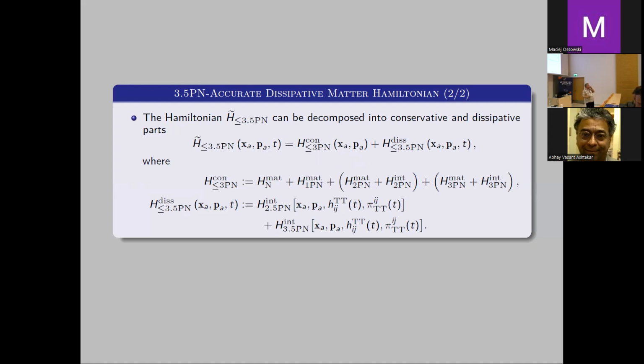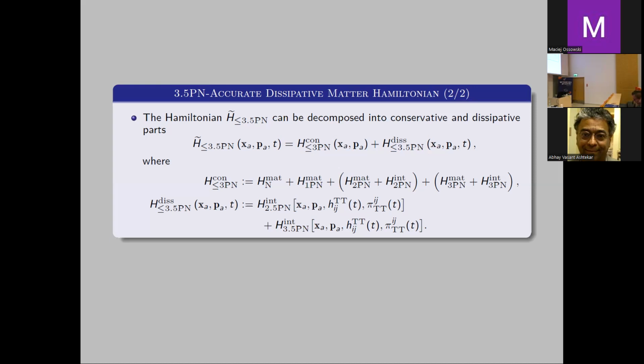And now is the final trick. Again, we treat this as a matter-only Hamiltonian. This is okay, because we can always replace HTT and PiTT by their solutions, and these solutions are just functions of XA and PA. But we distinguish this XA and PA inside these functions from those which are outside. We treat this as a function which, from the point of view of the Hamiltonian, depends explicitly on time. So in this way, we introduce dissipation.